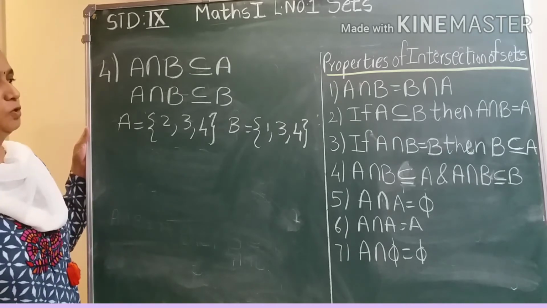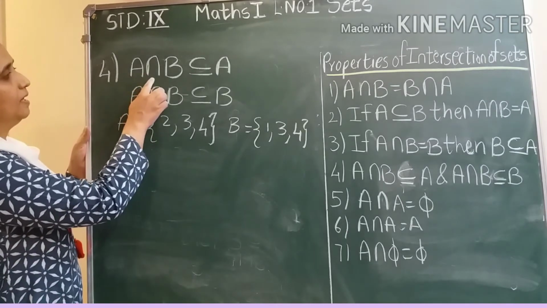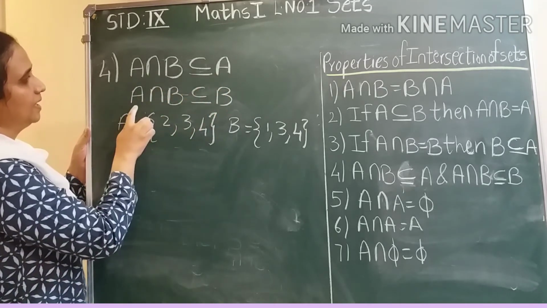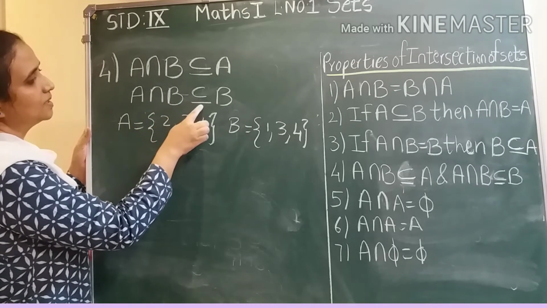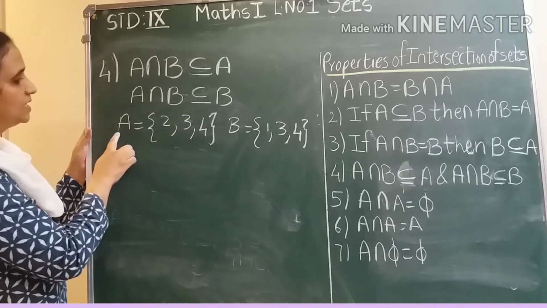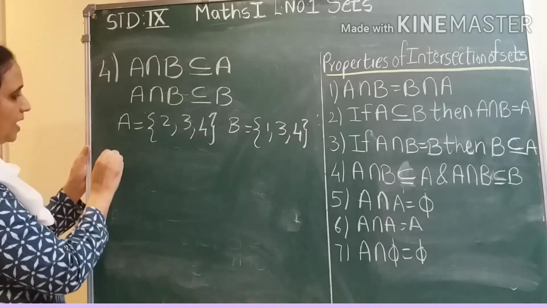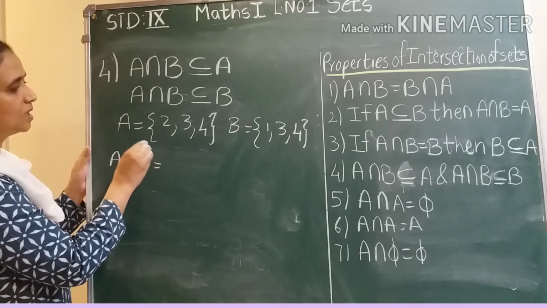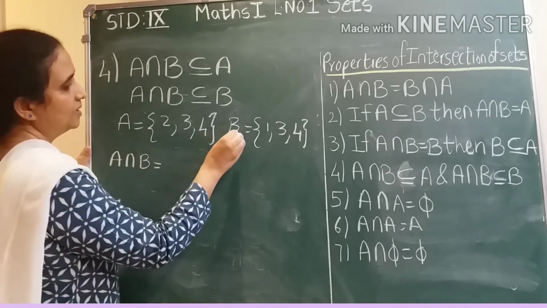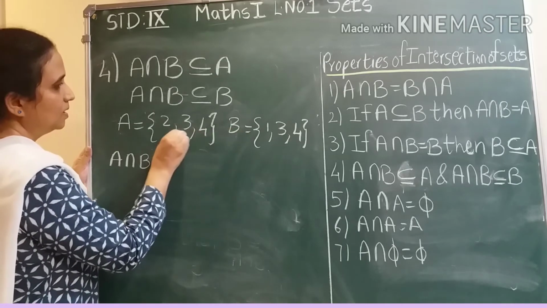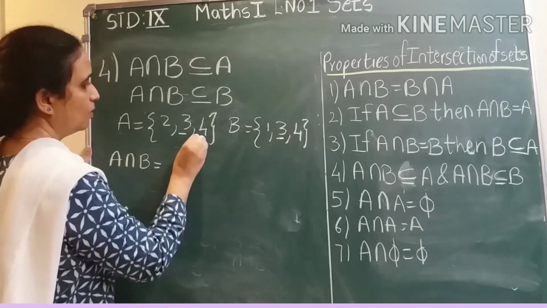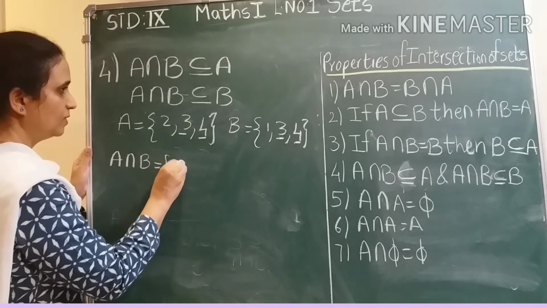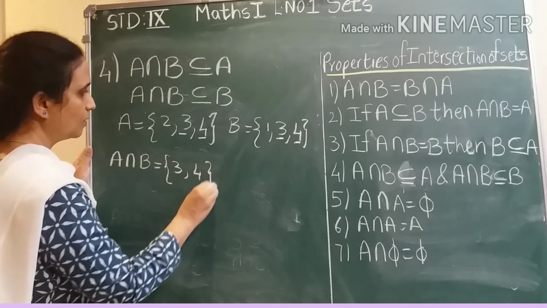Fourth property that we are going to verify is A intersection B is a subset of A, and A intersection B is a subset of B. We have two sets A and B. Now A intersection B. What is A intersection B? The elements which are common in set A and set B. So which are the elements we'll find out? 3 and 4. So this set consists of the elements 3 and 4.